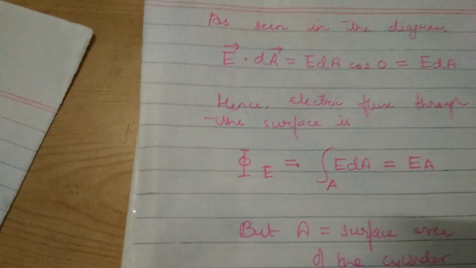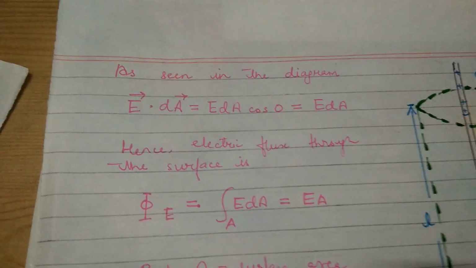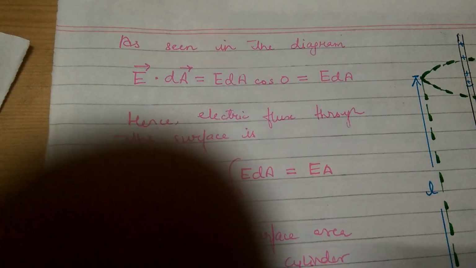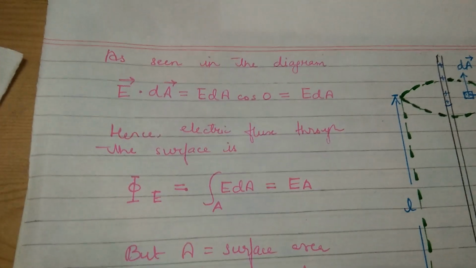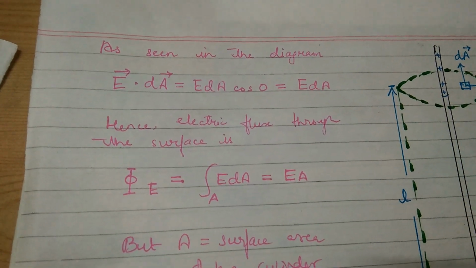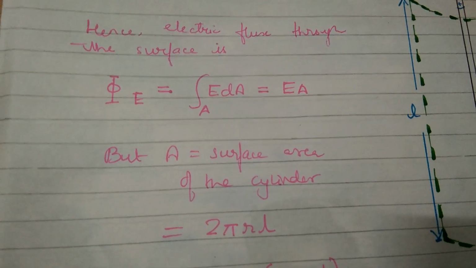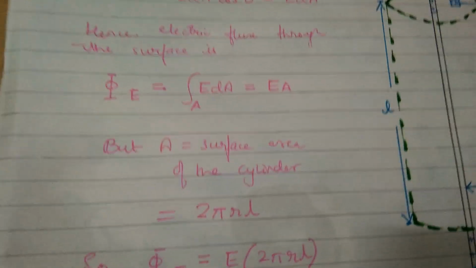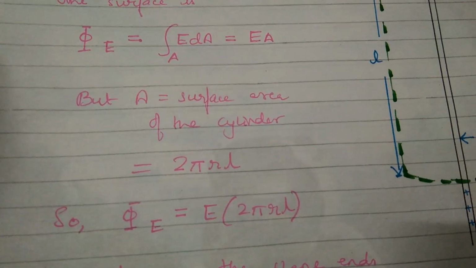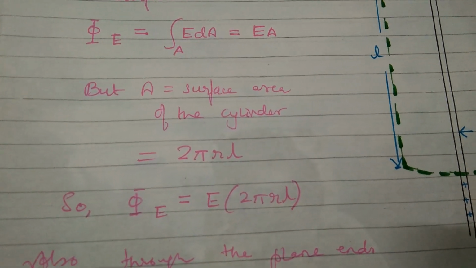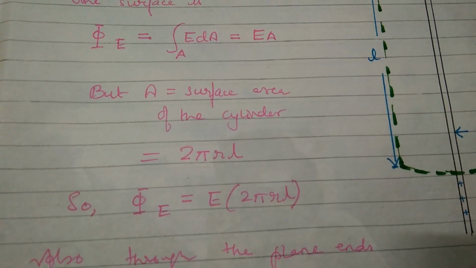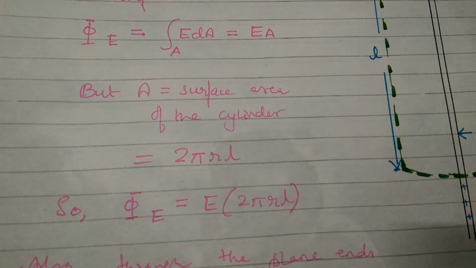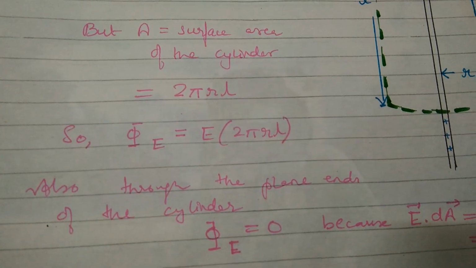So now let us come to the derivation. First we start with, as seen in the diagram, E dot dA equal to E dA cos 0, as on the surface the angle is 0. So the electric flux is the integration over A of E dA. E is considered constant, so if you integrate dA you get A. But what is this A? A is the surface area of the cylinder. And what is the formula for the surface area of a cylinder? 2 pi RL, where R is the radius and L is the length. So phi E is equal to E 2 pi RL.